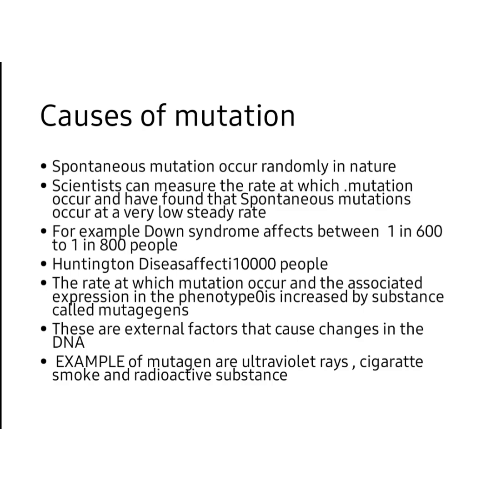The rate at which mutation occurs, and its associated expression in the phenotype, is increased by substances called mutagens. These are external factors that cause changes in the DNA. Examples of mutagens are ultraviolet rays, cigarette smoke, and radioactivity. Radioactivity is used in treatment for people with cancer.